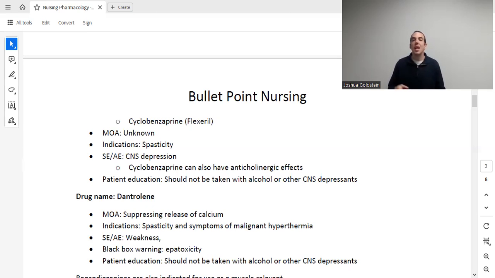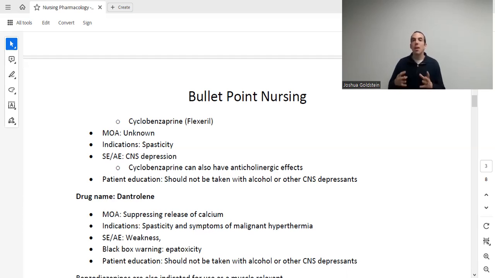You should educate your patient to not mix this with alcohol or any other CNS depressant, since this is already kind of a CNS depressant. Another medication that we have for spasticity is maybe dantrolene. Dantrolene works by suppressing the release of calcium.